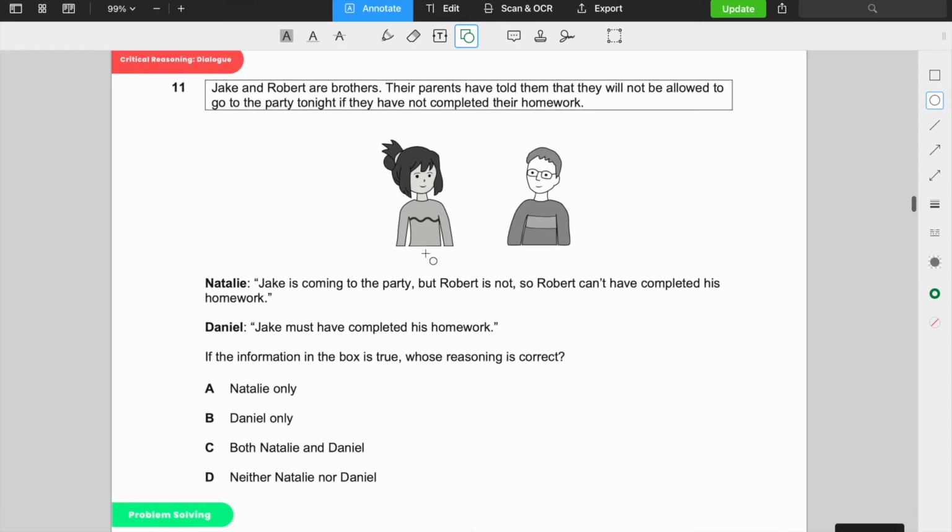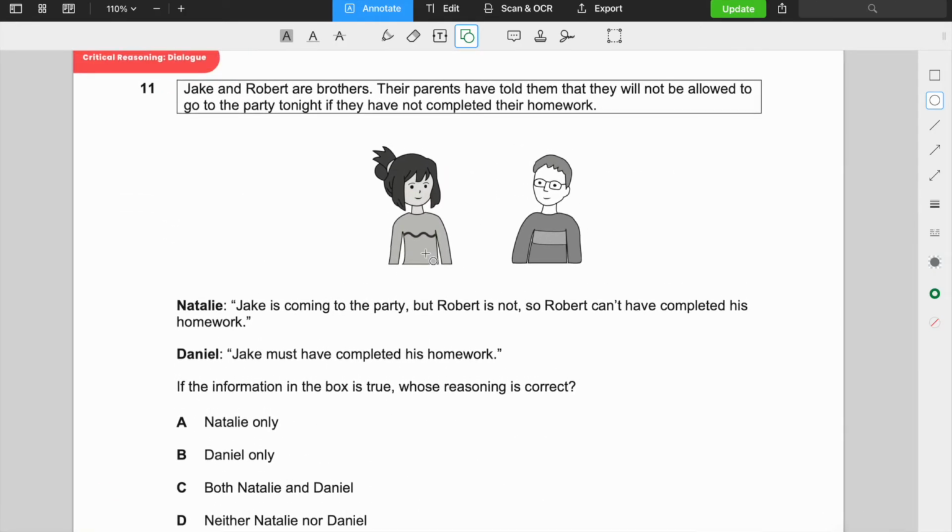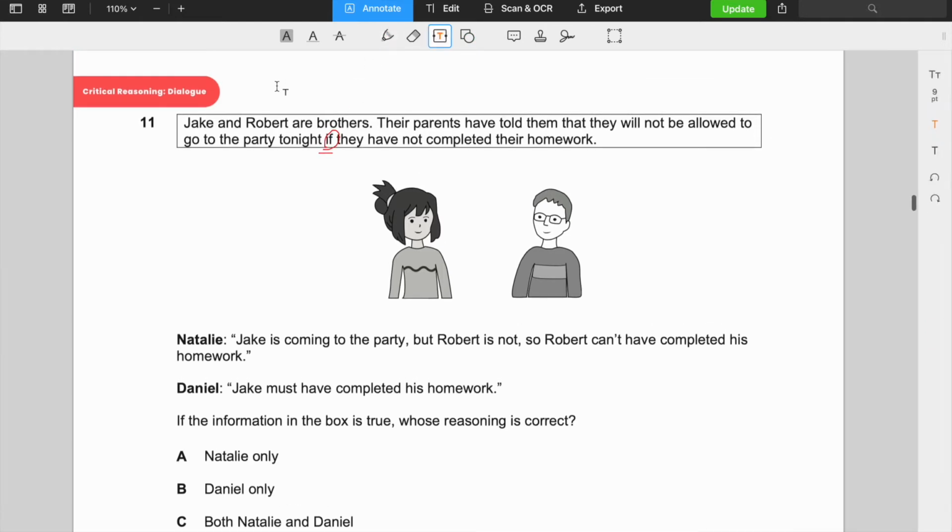Okay, question 11. Jake and Robert are brothers. Their parents have told them they will not be allowed to go to the party tonight if they have not completed their homework. So this is a clear example of a conditional statement because we have the if. And the basic form of a conditional statement is if X, then Y. Okay?